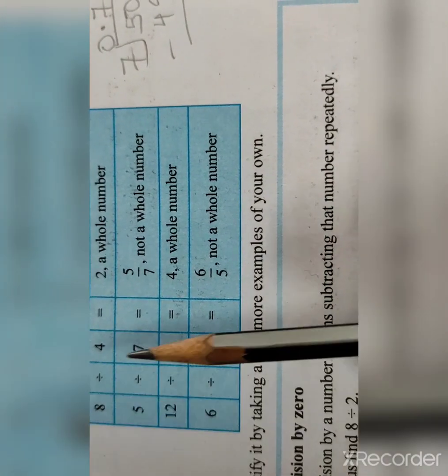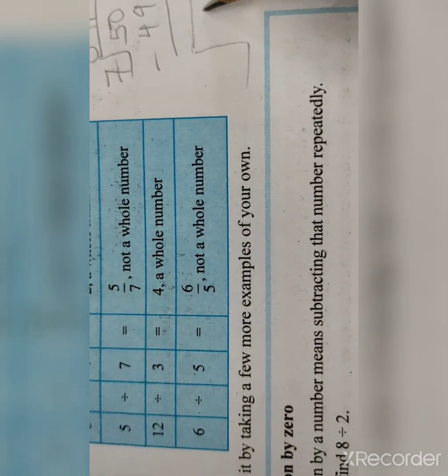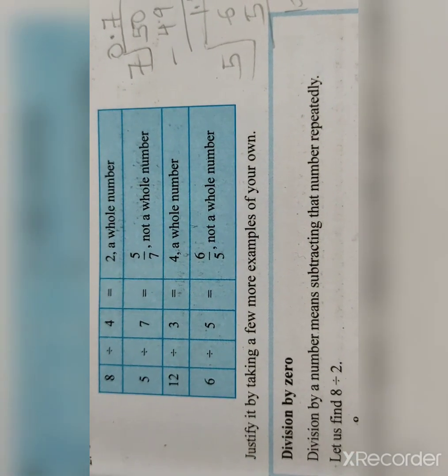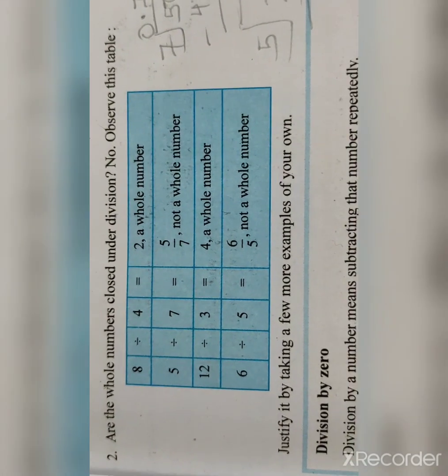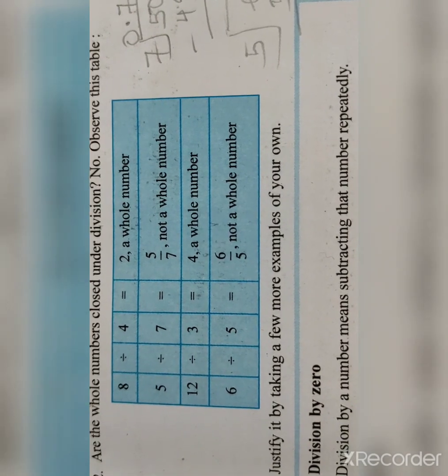Same way 12 divided by 3 is 4, but 6 upon 5: 5 ones are 5. 6 minus 5 is 1. It is not divisible, it is the left number. Now we put a decimal, decimal will give 0, so 5 twos are 10. 1.2, a decimal number we are getting. So what we can say: whole numbers are not closed under division. Addition and multiplication follow closure property. Division and subtraction do not follow.